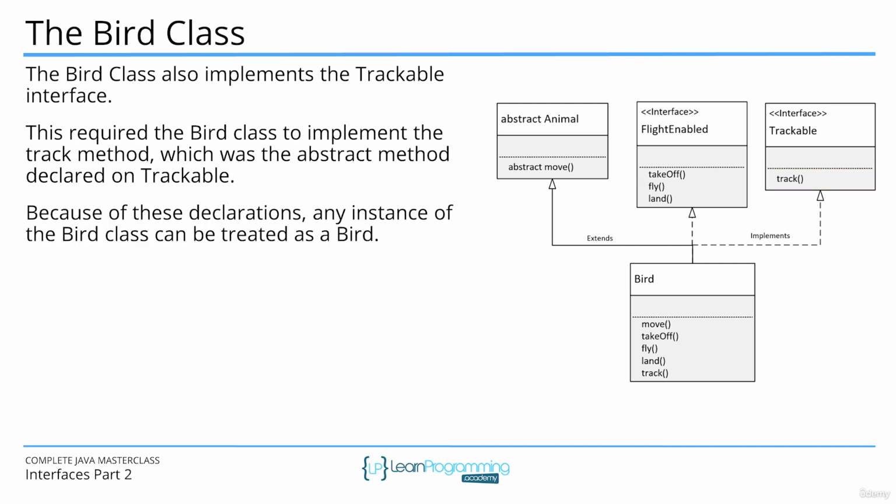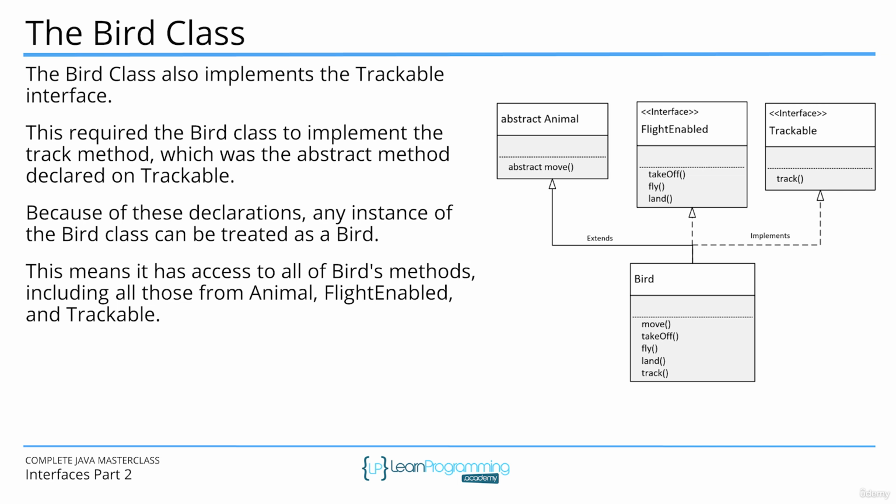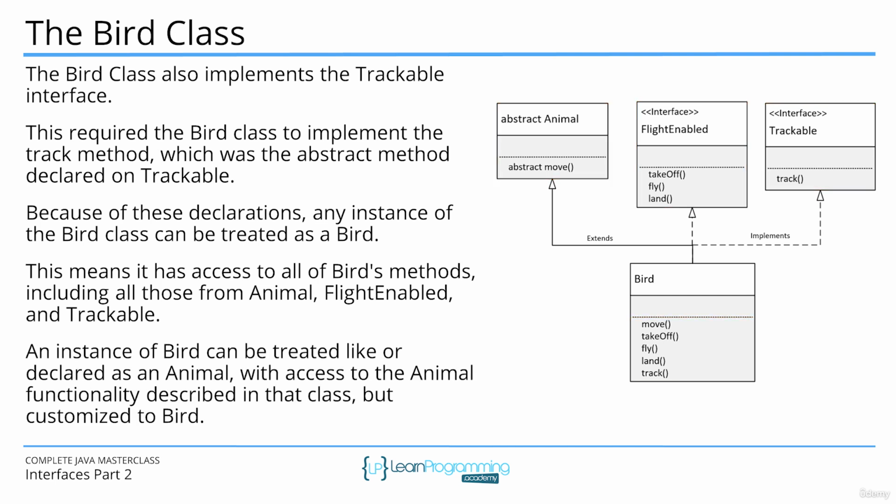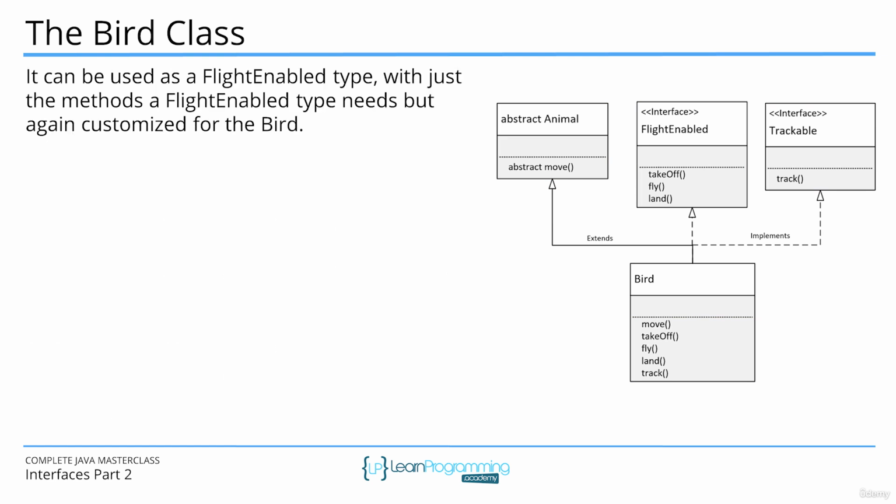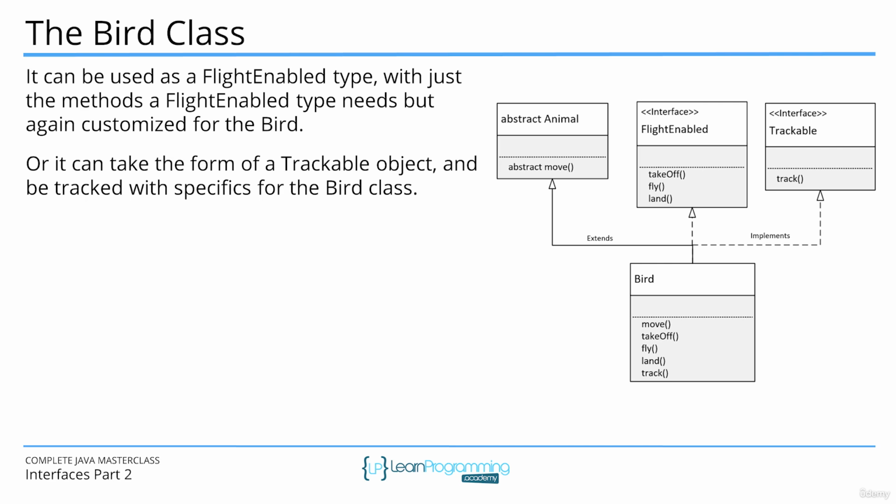Because of these declarations, any instance of the Bird class can be treated as a Bird. This means it has access to all of Bird's methods, including all those from Animal, FlightEnabled, and Trackable. An instance of Bird can be treated like or declared as an Animal with access to the Animal functionality described in that class, but customized to Bird. It can be used as a FlightEnabled type with just the methods a FlightEnabled type needs, but again customized for the Bird. Or it can take the form of a Trackable object and be tracked with specifics for the Bird class.